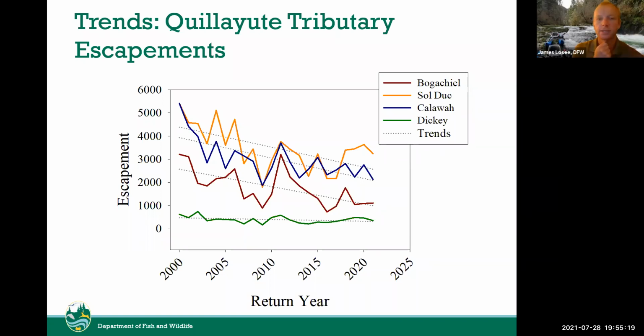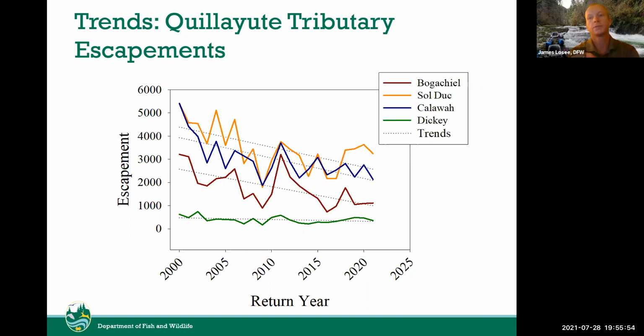So what we're looking at here is these tributaries you're talking about: Bogoshiel, Solduck, Kalawa, Dickey. And these are escapement estimates, not run size, right? So there's the number of fish on the spawning grounds. You can see each one gets a line. All but the Dickey are negative. Dickey's sloping negative, but not significantly. And something worth noting, the Solduck, you'll see that orange bump there, watching that closely. The Bogoshiel looks stable. The Kalawa took a little bit of a dip this year.